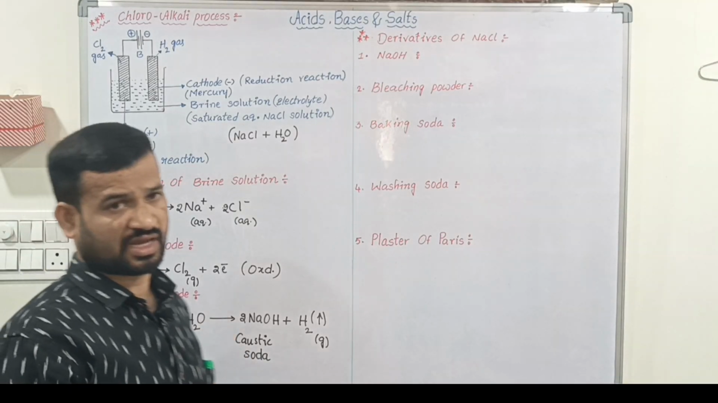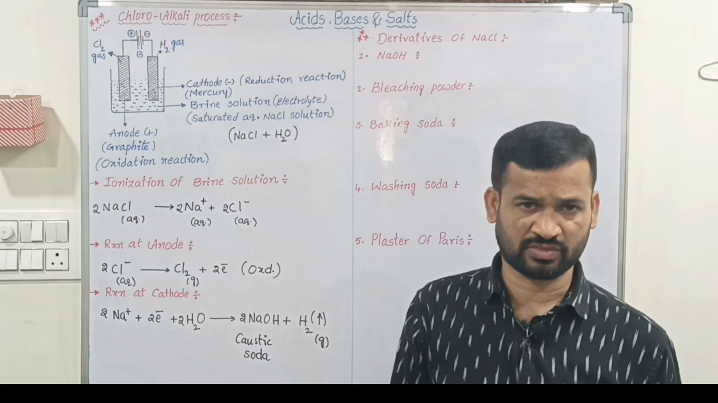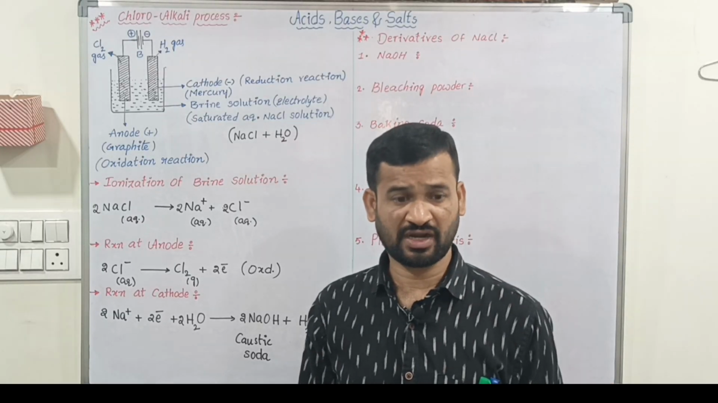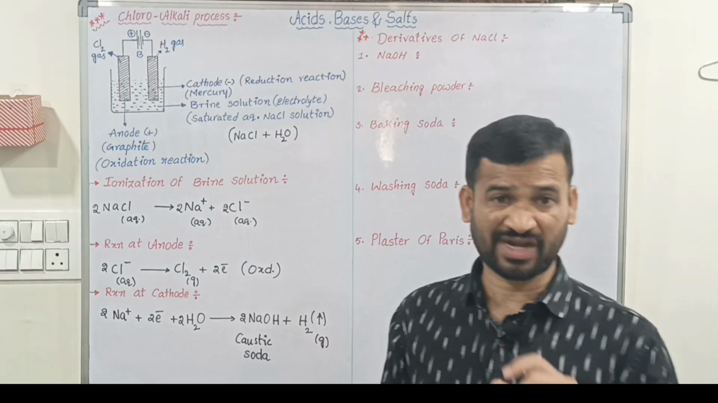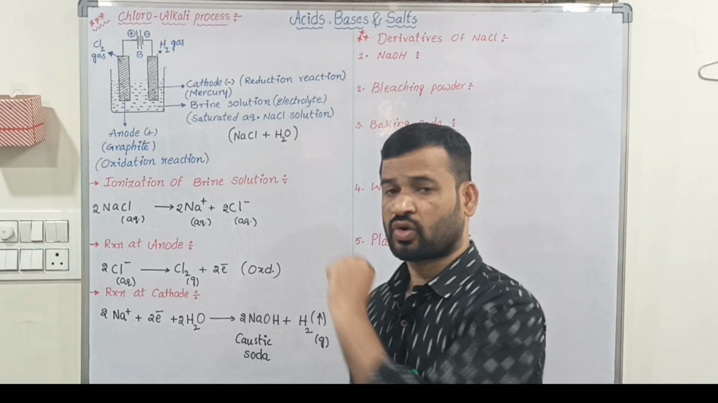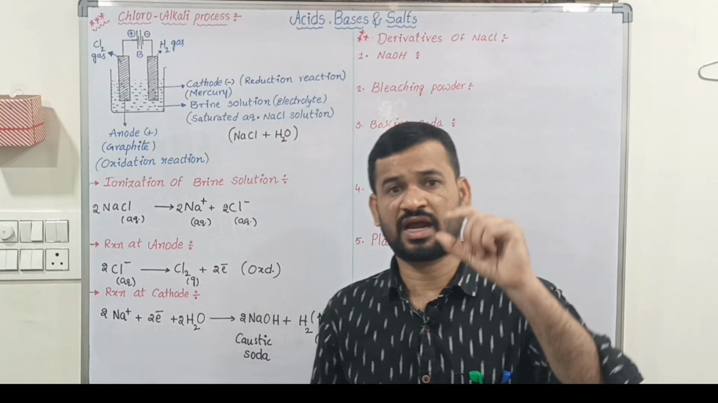In the exam they will ask what type of gases will be liberated at the anode, liberated at the cathode, and at which electrode alkali solution is formed. So what is the electrolyte in the chloroalkali process? And what type of chemical reaction will occur at the anode?